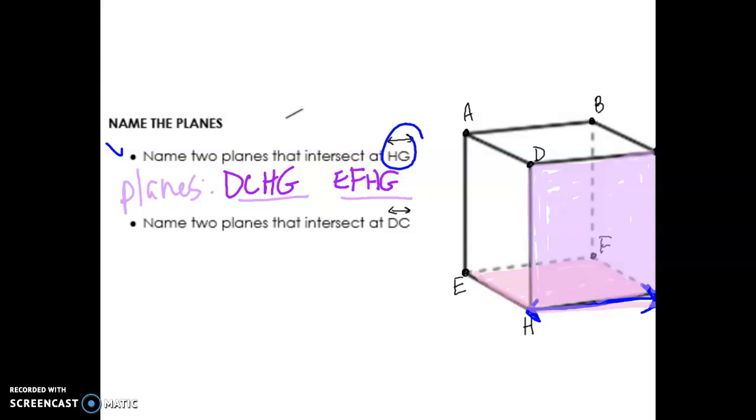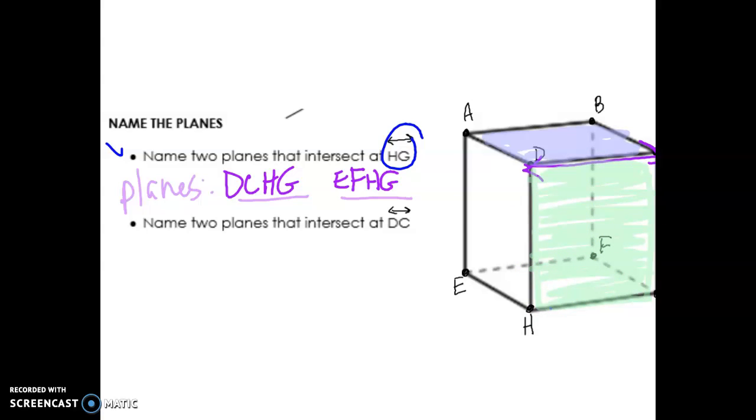All right, one more example. So the second one is saying, what two sides of my figure are going to intersect at line DC? So here's DC. If I'm talking about what two sides, you see this top side and the front side are what are going to come together at that intersection, that purple line of DC.